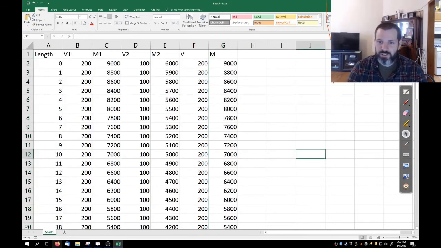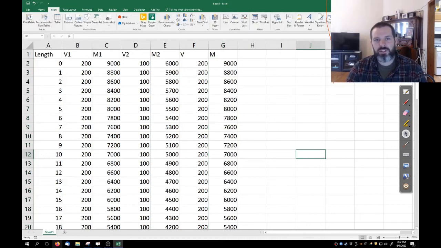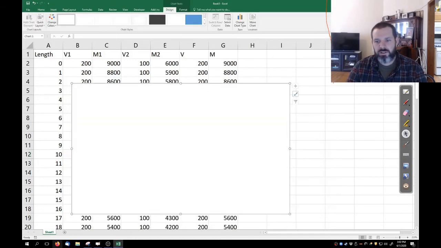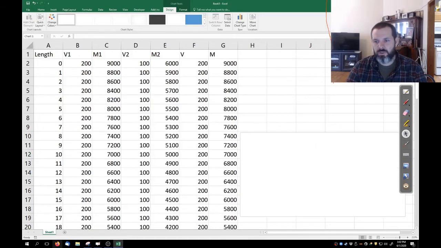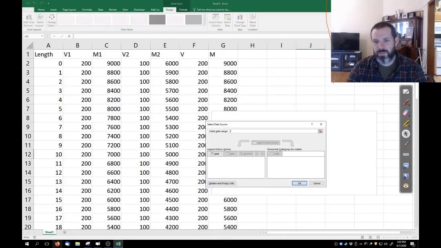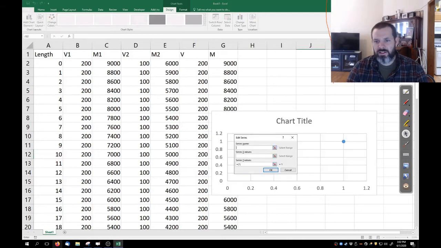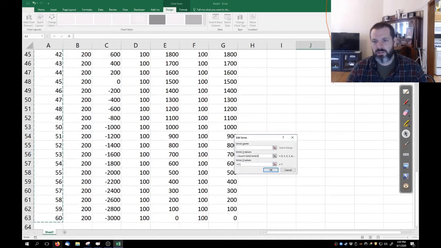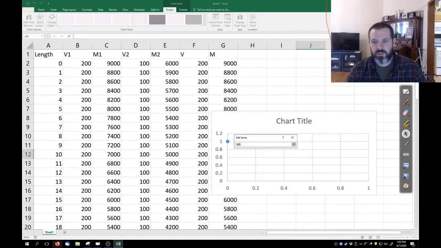Now what we're going to do is make two graphs. So I'm going to say insert scatter XY chart. I'm going to right click on it and say select data. I'm going to add. We're just going to do two different charts for shear and moment because they won't plot correctly together. Our X value is going to be our length. Control Shift down is what let me jump to the bottom there. The Y value is going to be our shear.